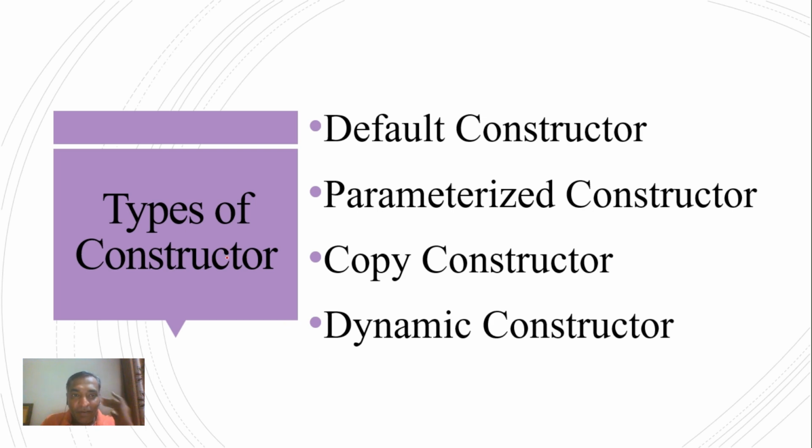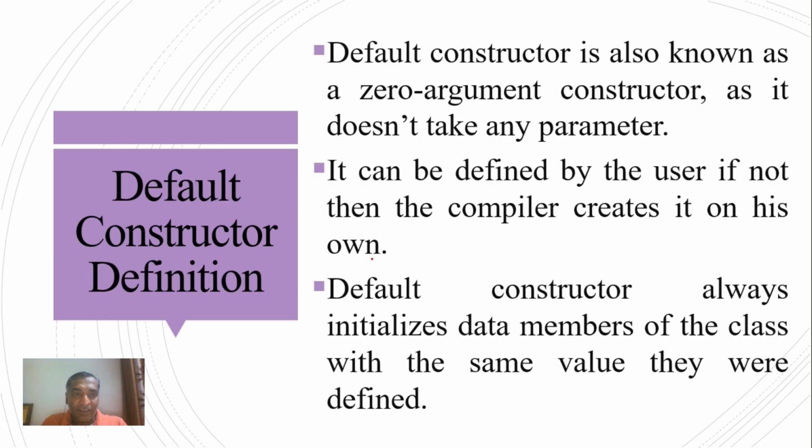So we have different types of constructors: default constructors, parameterized constructors, copy constructors, and dynamic constructors. The first one is the default constructor. The default constructor is otherwise called a zero-argument constructor, as it does not take any parameters. It is defined by the user; if it is not, then the compiler creates one on its own. A default constructor always initializes the data members of the class with the same values as defined.